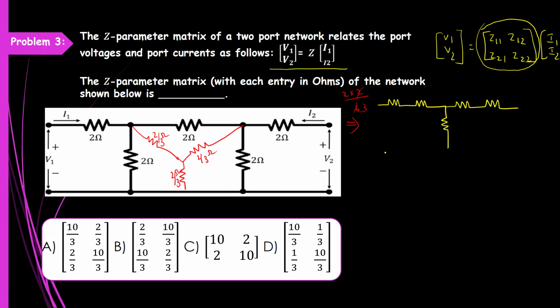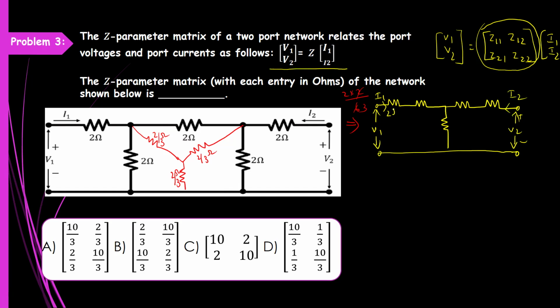So the network will be like this. Voltage at port 1 is V1 and current at port 1 is I1. And here voltage at port 2 is V2 and current at port 2 is I2.